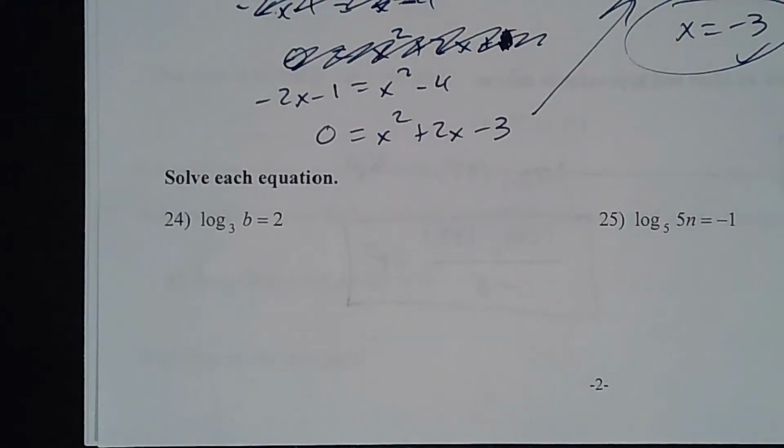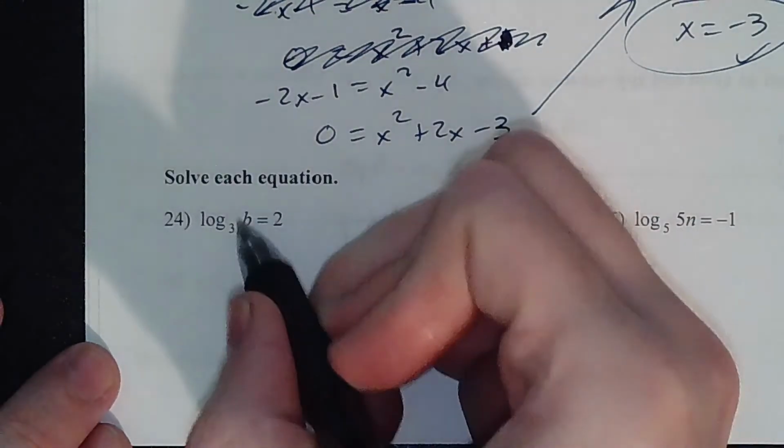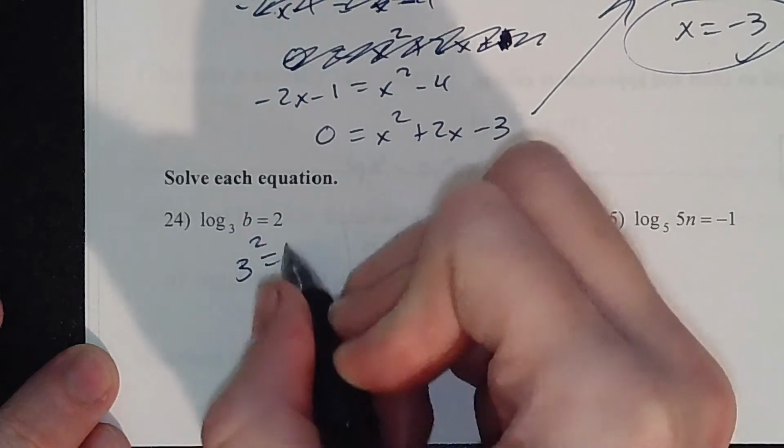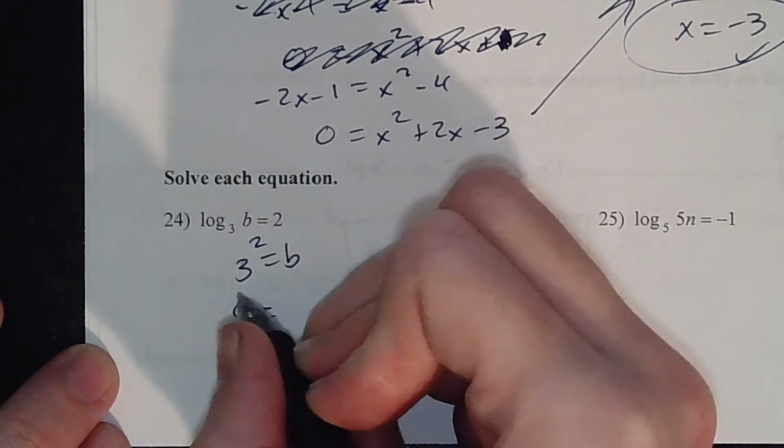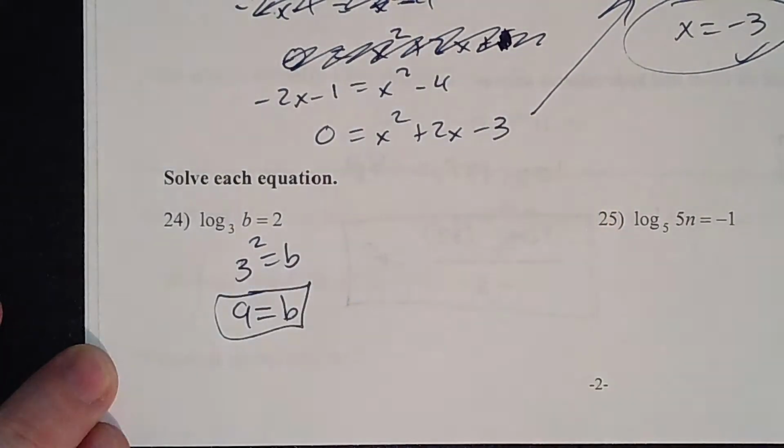Number 24. Now it's the same concept, but backwards. Now the answers are on the inside. So we're going to first do our log loop. We're going to write 3 squared equals b, and if you don't know that that's 9, don't know what to tell you. Use your calculator, I suppose.